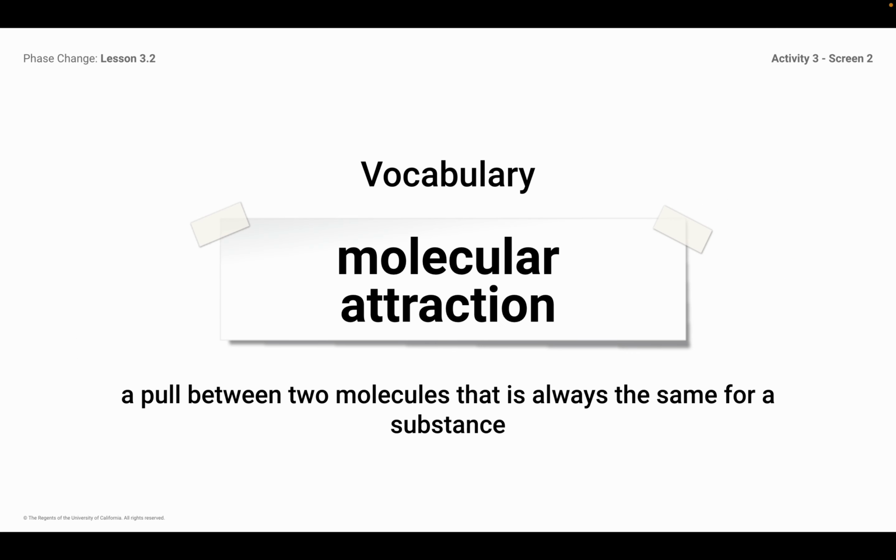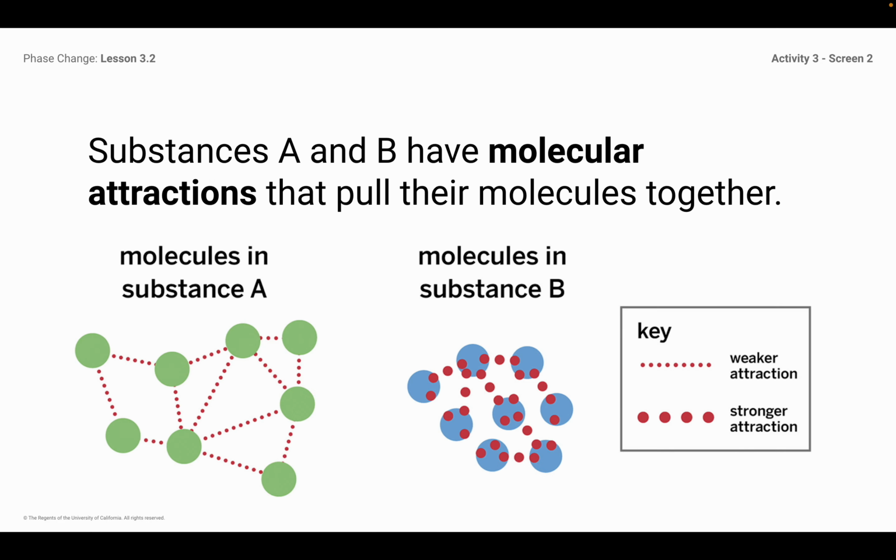Okay, so there's a term, molecular attractions, at the top of your notes on, I think it's page 4. The definition is a pull between two molecules that is always the same for a substance. So the molecular attraction of water is always the same. The molecular attraction of iron or gold is always the same. The molecular attraction of carbon dioxide is always the same.